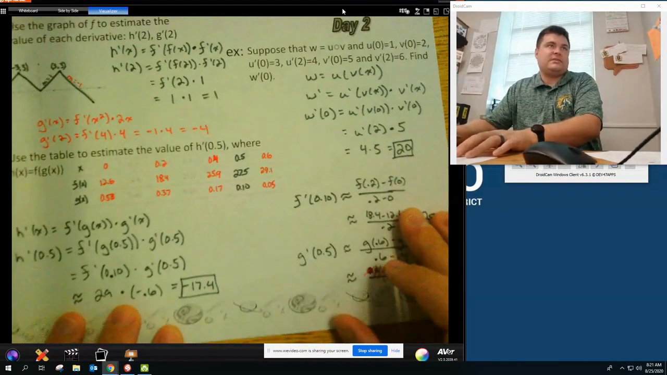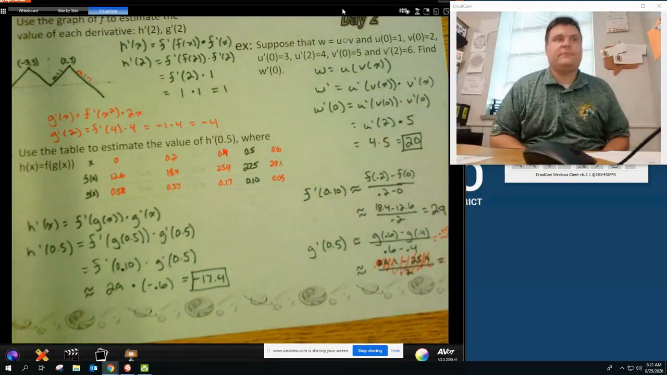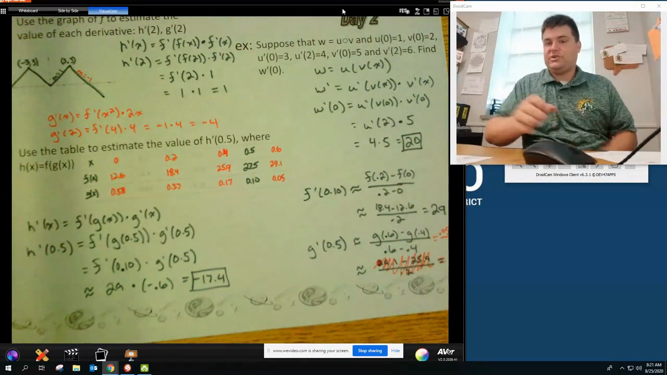Okay, so this problem involved definitely chain rule, then some secants and approximations, which is super important. And that's going to wrap everything up here for chain rule day 2.